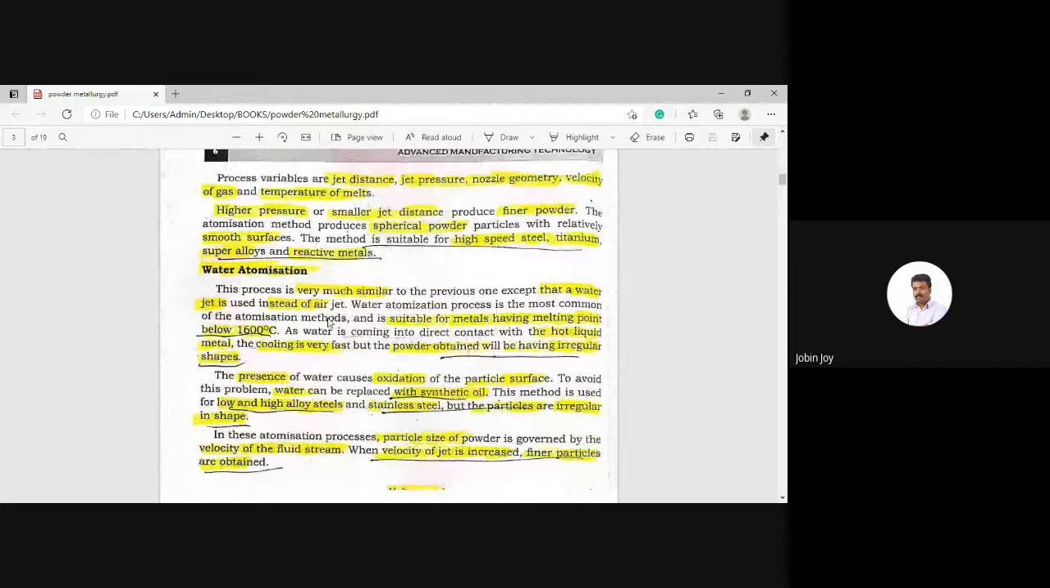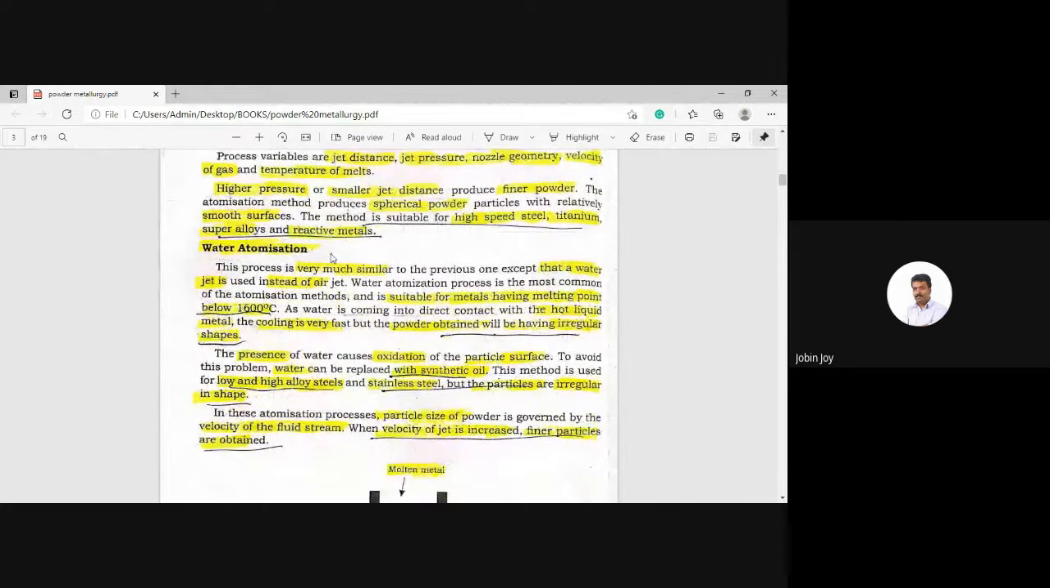The second method is water atomization. This method is similar to gas atomization, and the difference is that here we are using water instead of an air jet.